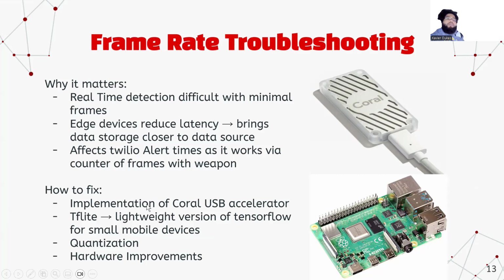So how do we fix this? We implement a Coral USB accelerator, and this is a TPU unit. So you have CPU, GPU, and TPU. You've got central processing, graphical processing, and then tensor processing unit. So tensors are high-dimensional data.